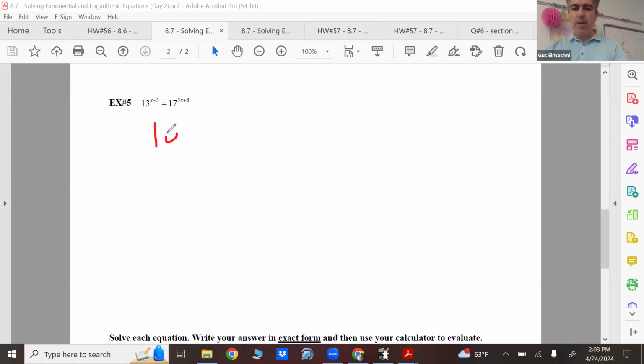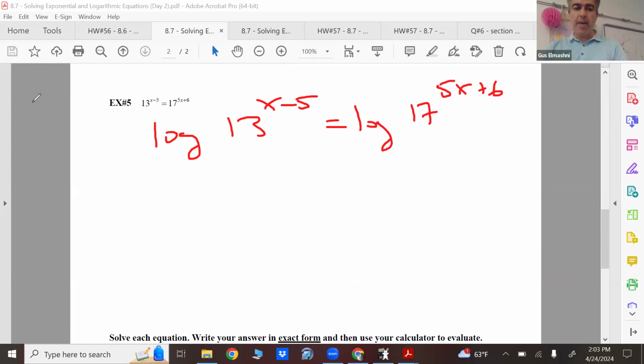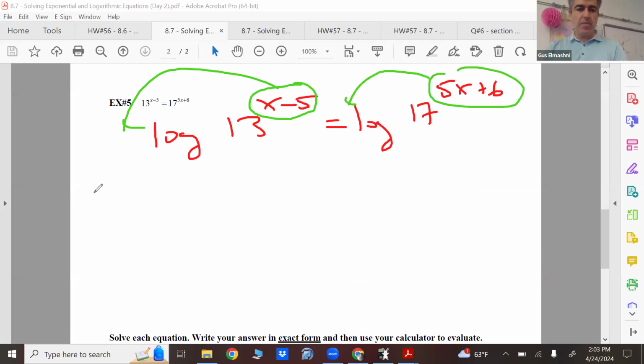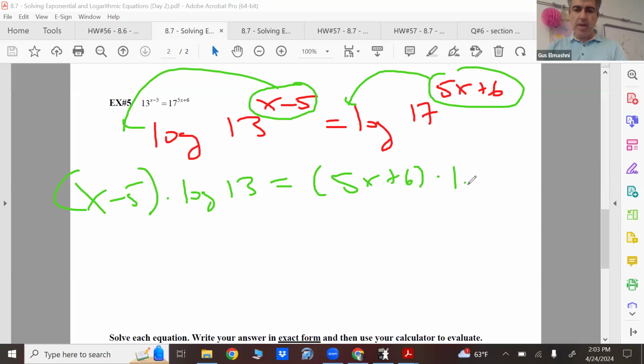Now, when this happens, what I would do is take the log of both sides. And because I'm doing a common log, you can do natural log or any log for any base for that matter. But why am I doing that? Because I want to move this exponent to the front. So it's going to become x minus 5 times log 13 equals 5x plus 6 times log 17. Then we distribute.